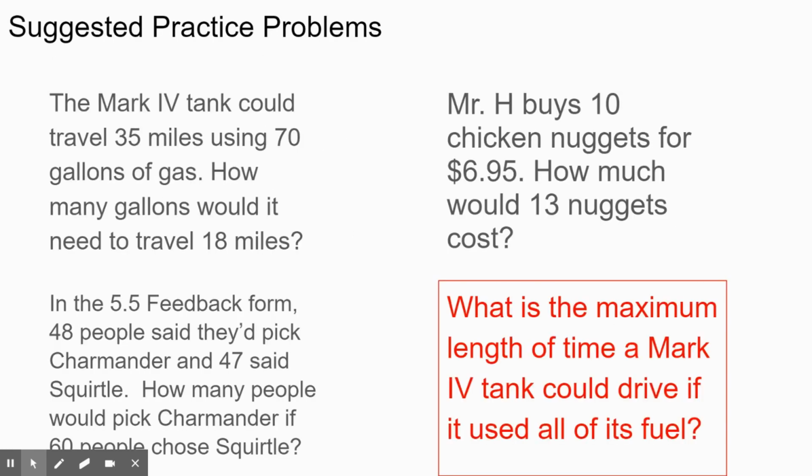Our suggested practice problems for today. There's 3 of them plus a challenge one, which is in red. The Mark IV tank could travel 35 miles using 70 gallons of gas. How many gallons would it need to travel 18 miles? Give that one a think. It's probably not going to be a whole number.